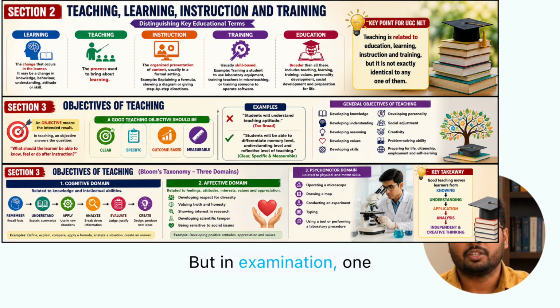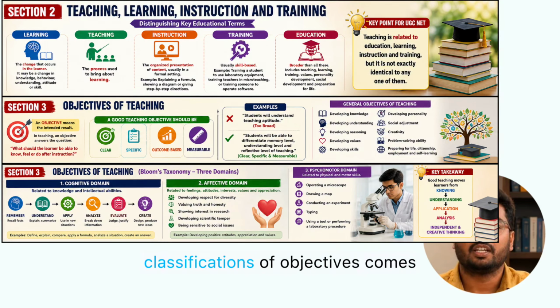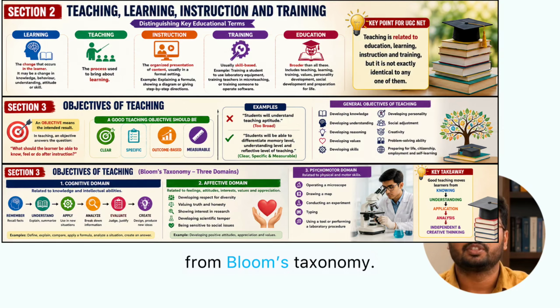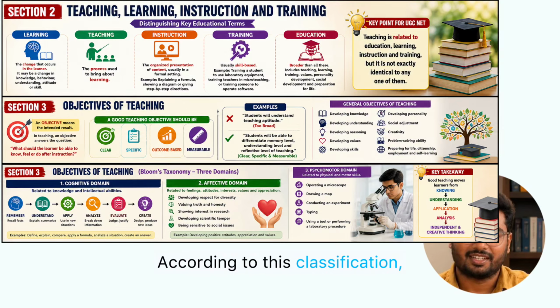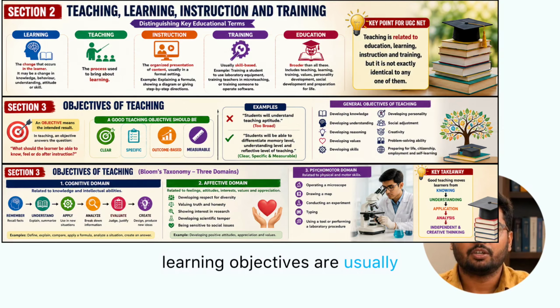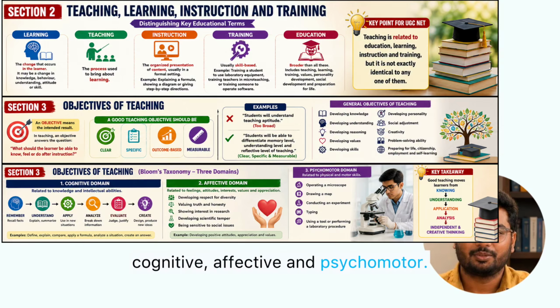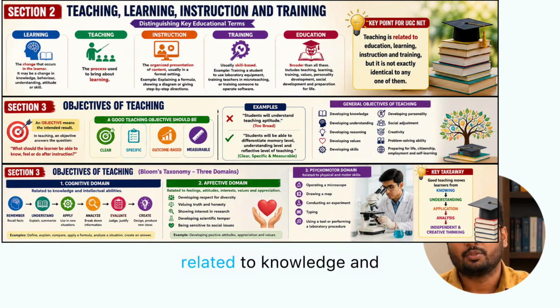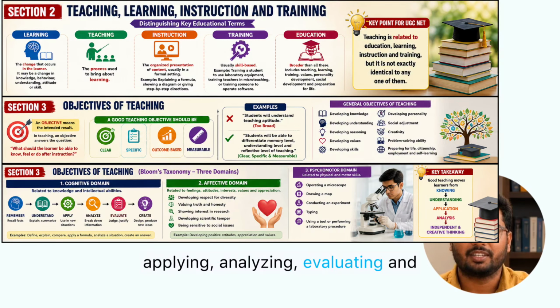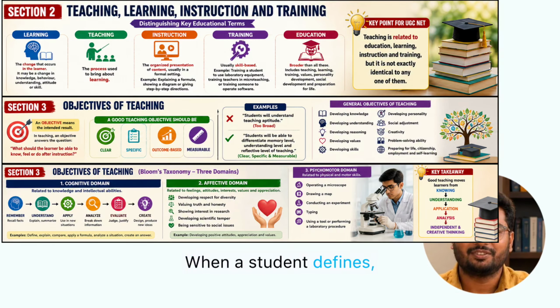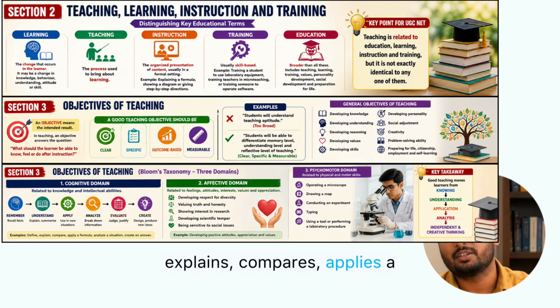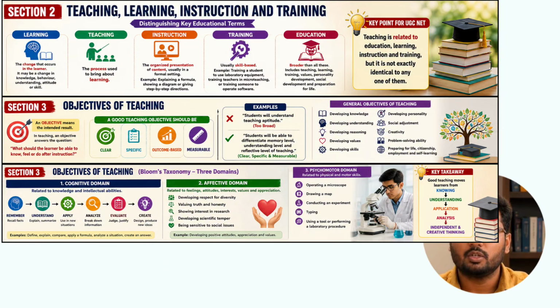But in examination, one of the most important classifications of objectives comes from Bloom's taxonomy. According to this classification, learning objectives are usually grouped into three domains: cognitive, affective, and psychomotor. The cognitive domain is related to knowledge and intellectual abilities. It includes remembering, understanding, applying, analyzing, evaluating, and creating. When a student defines, explains, compares, applies a formula, analyzes a situation, or creates an answer, the cognitive domain is involved.